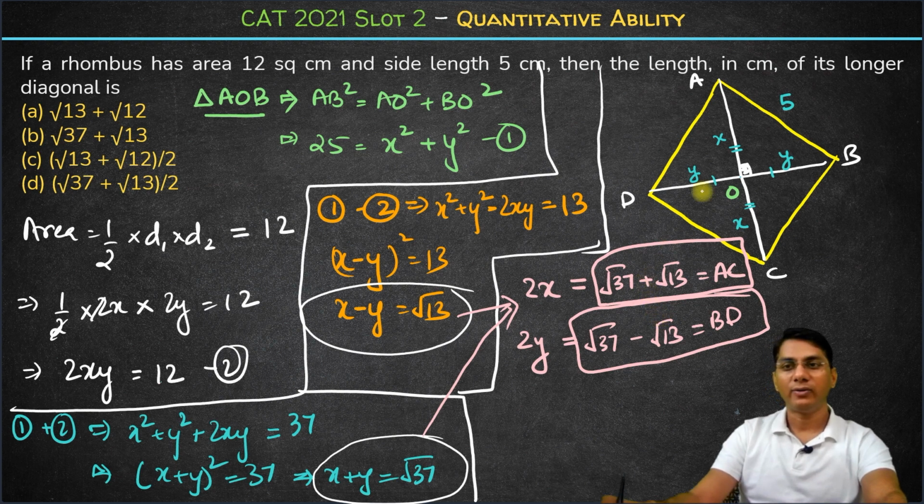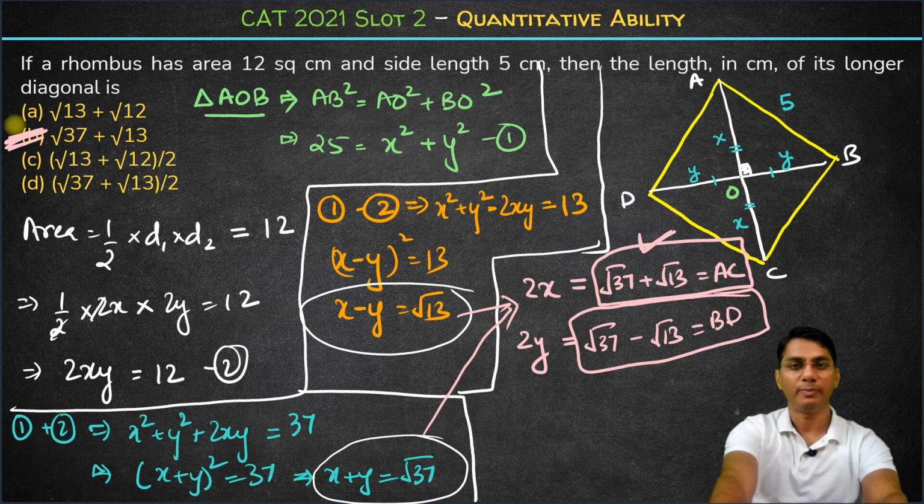Okay. Now we have to figure out the length of the longer diagonal. Obviously of these two, this is the longer diagonal. So the length of the longer diagonal is root 37 plus root 13, which is option B. So option B is the answer here.